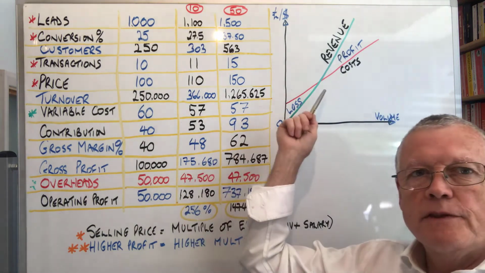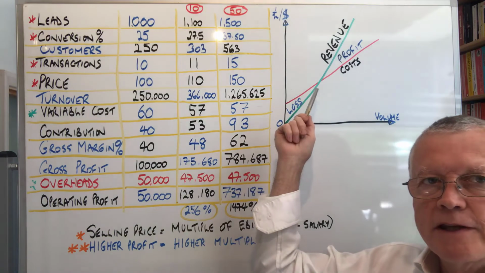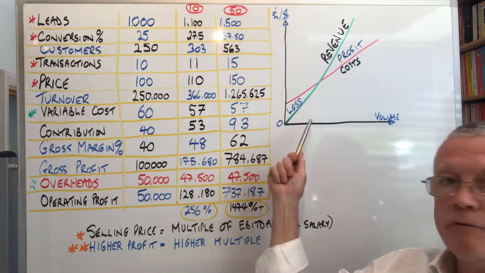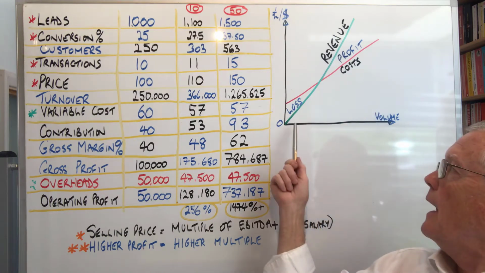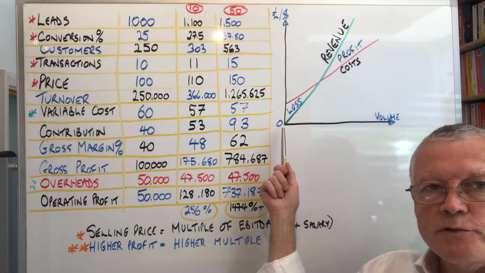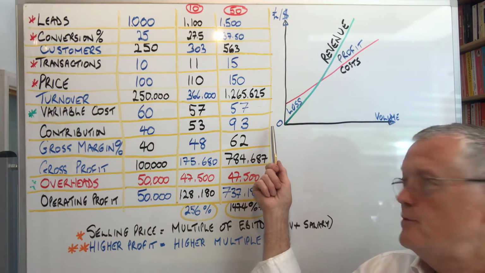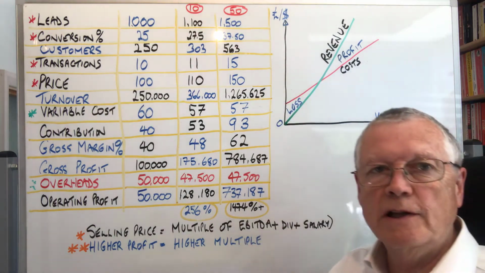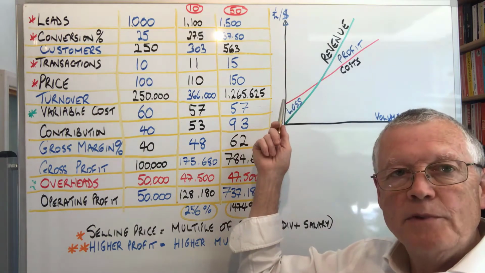So we'll start off with this diagram over here, which is called a break-even chart. And the way this works is you have money up here and you have volume along here. So the green line represents your sales revenue. So if you're not selling anything, your sales revenue is zero, and as you sell more, your sales revenue goes up proportionately. The red line represents your costs.